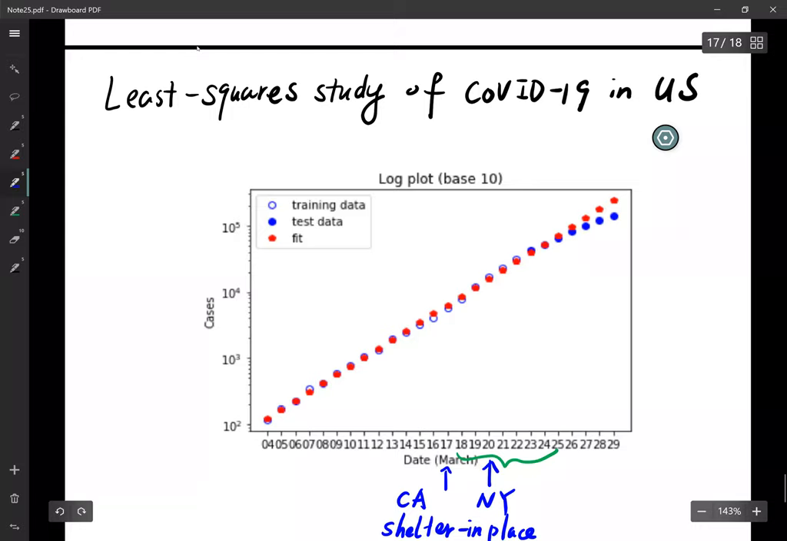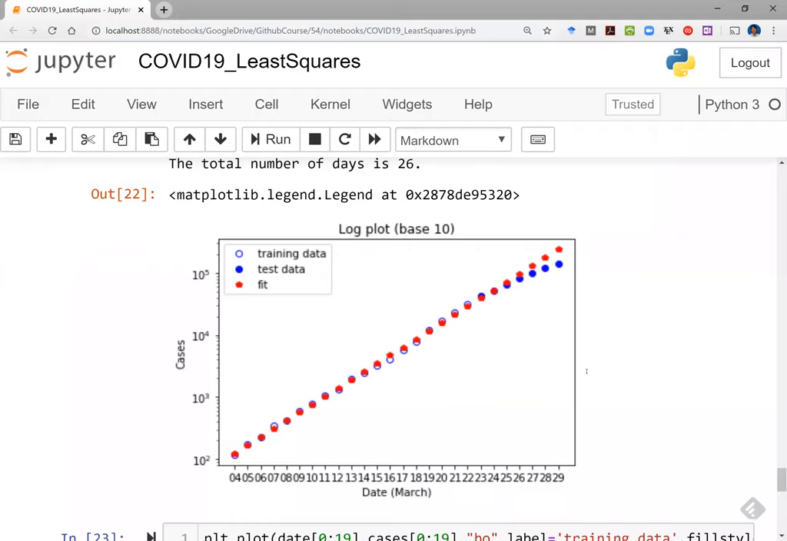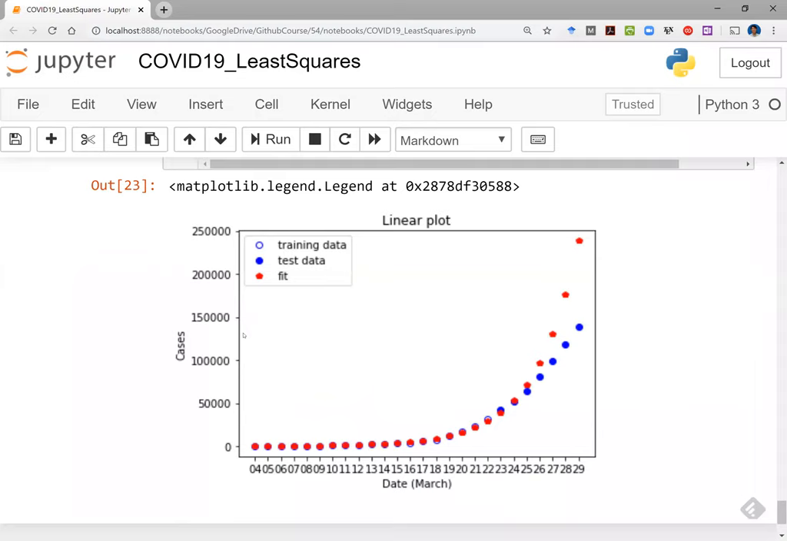You will see even more accurately from the linear plot. So in this linear plot, you can see that the actual number of cases yesterday was a little bit less than 150K, which is still very, very high. Fortunately, it was significantly less than that predicted using the data from March the 4th to March the 22nd. Any questions so far?